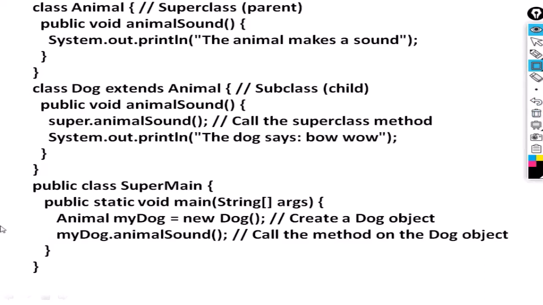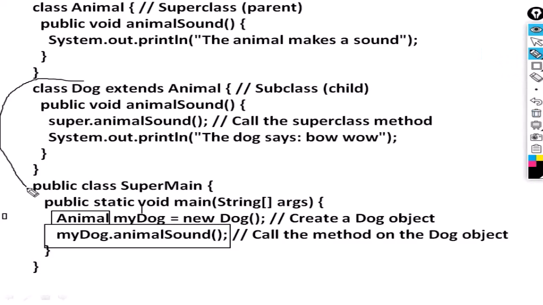Now if you call myDog dot animal sound, what does it do? It has to go to a particular class, myDog only. So here, instead of Animal, you can give the Dog name. Basically, it goes to this particular method.